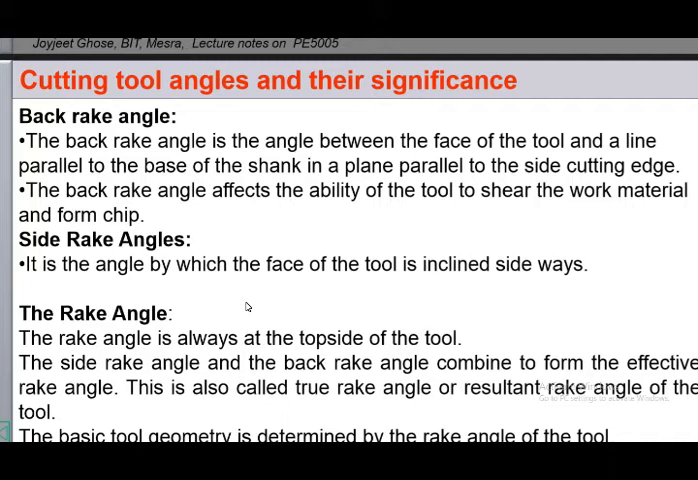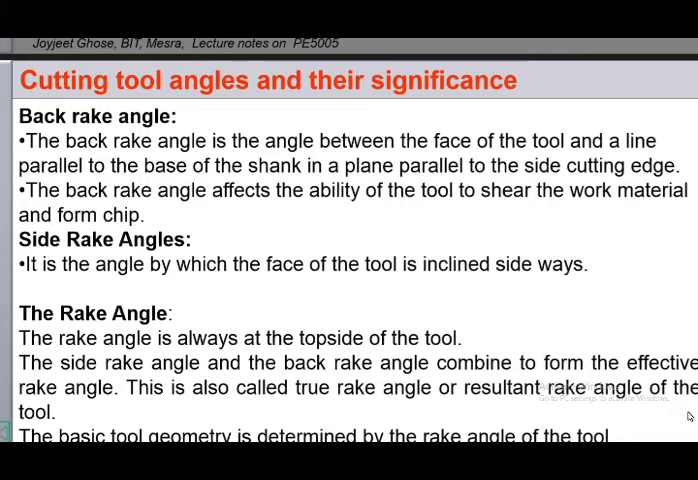And next, side rack angles. The back rack angle is the angle between the face of the tool and a line parallel to the base of the shank in a plane parallel to the side cutting edge. The back rack angle affects the ability of the tool to shear the work material and form the chip.